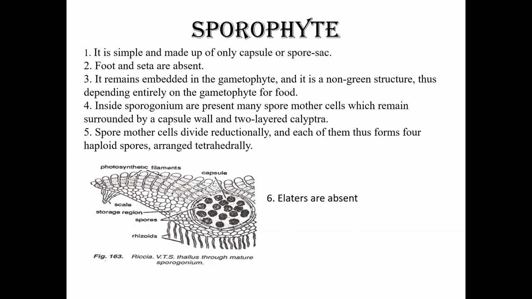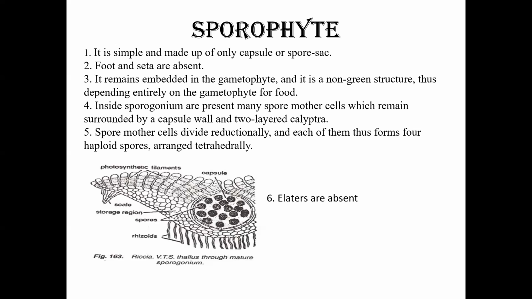And some important characteristics of the sporophyte: it is simple and made up of only a capsule, or you can say the spore sac. Foot and seta are absent. It remains embedded in the gametophyte, and it is a non-green structure. Therefore, it depends entirely on the gametophyte for food.